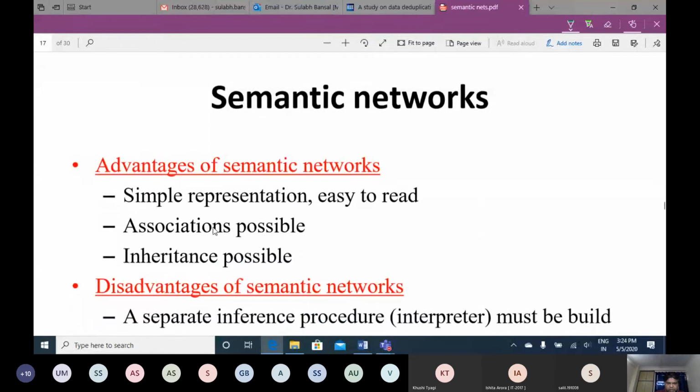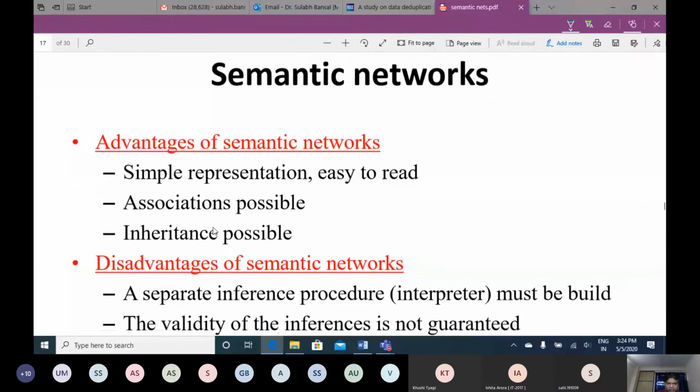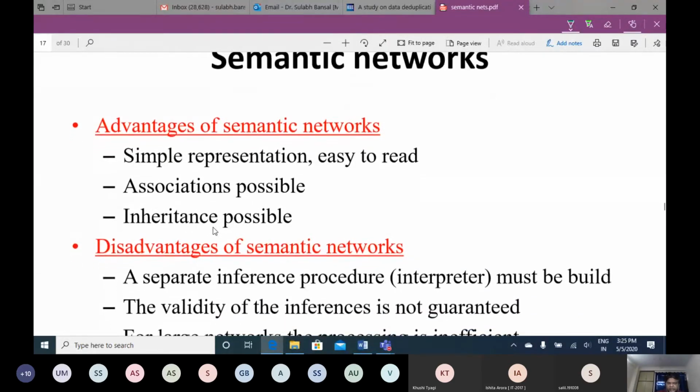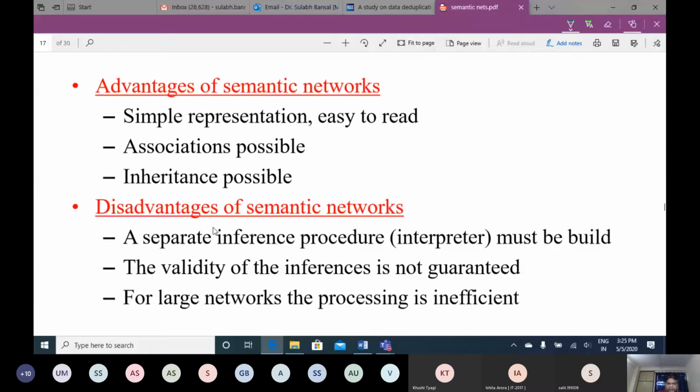Advantages. What are the advantages of semantic networks? Simple representation, easy to read, associations and inheritance possible. Okay, these are the advantages. Disadvantages: a separate inference procedure, an interpreter, must be built.